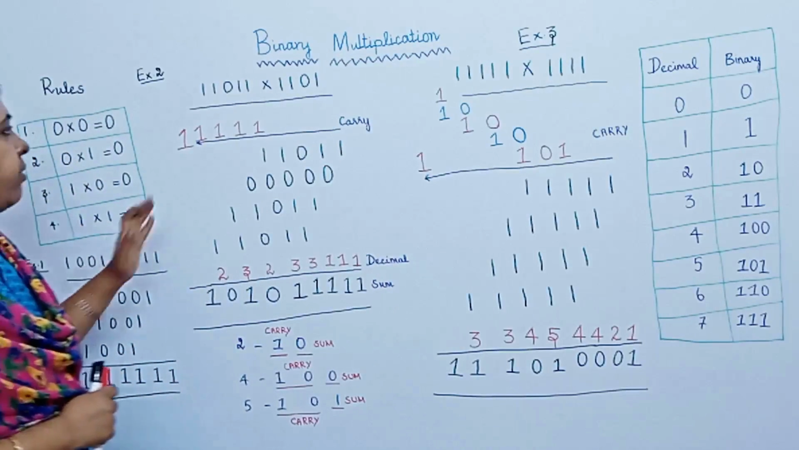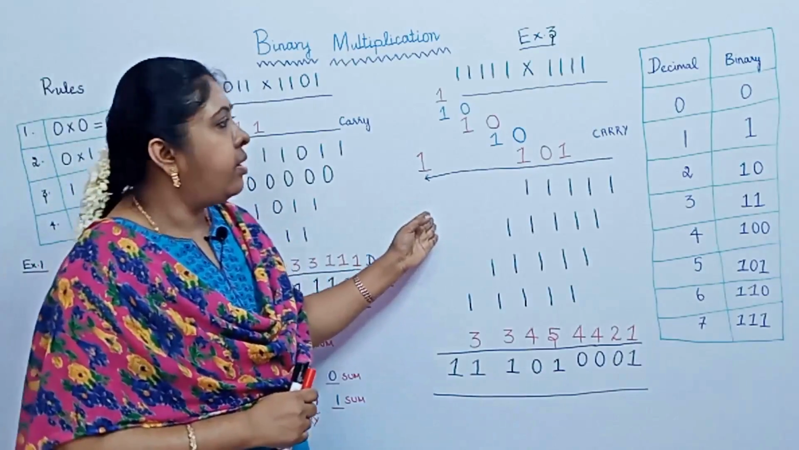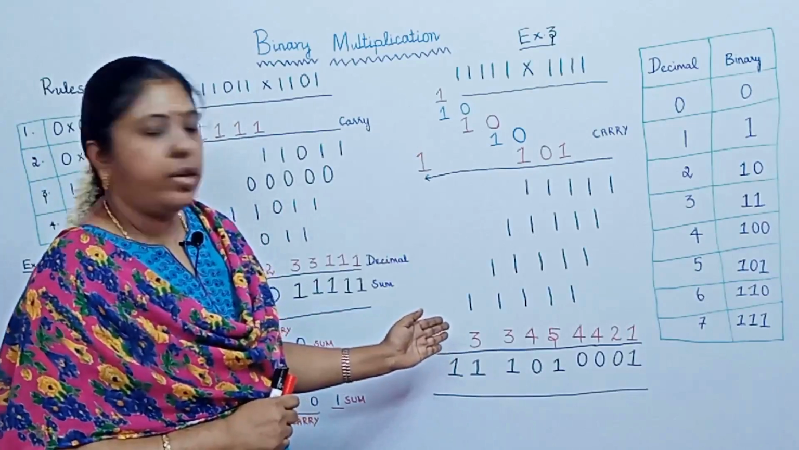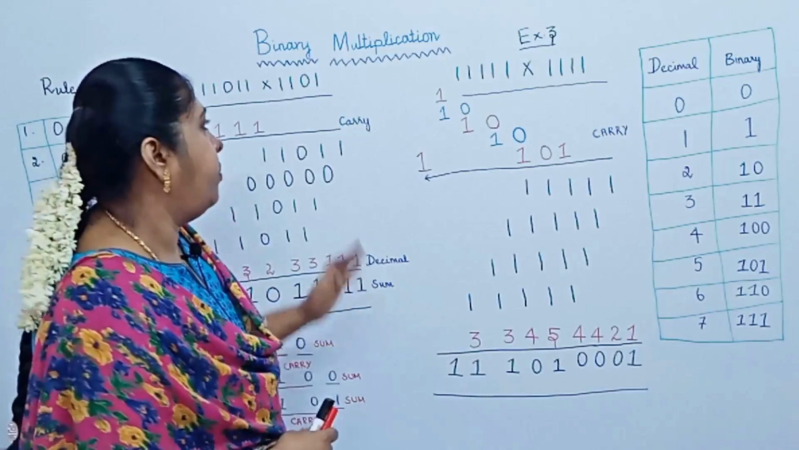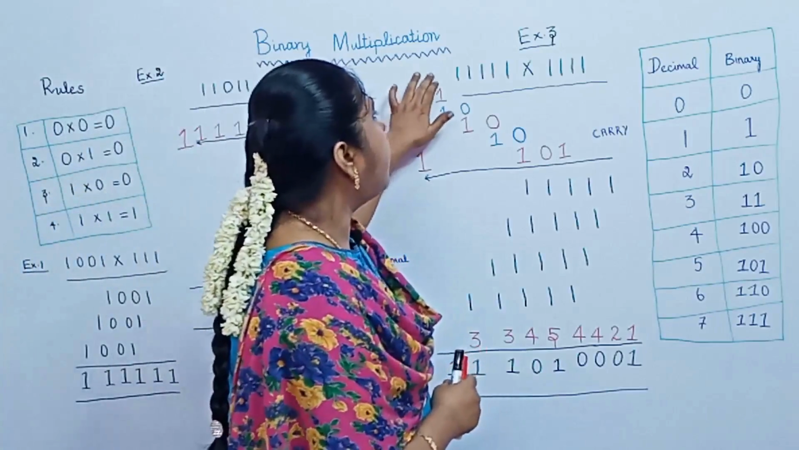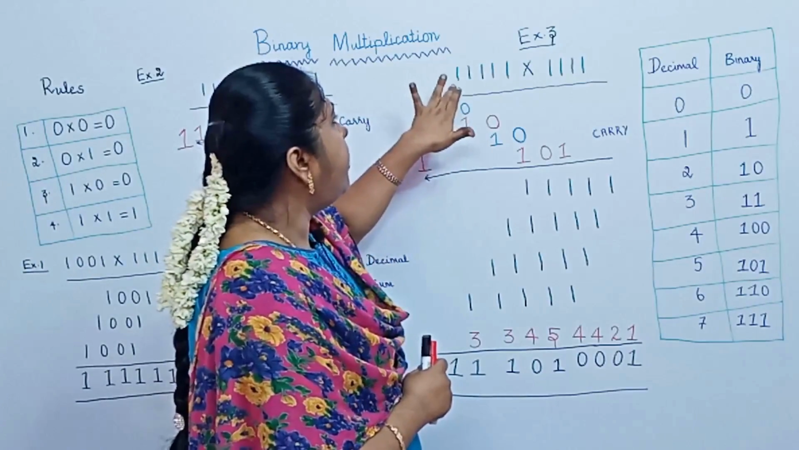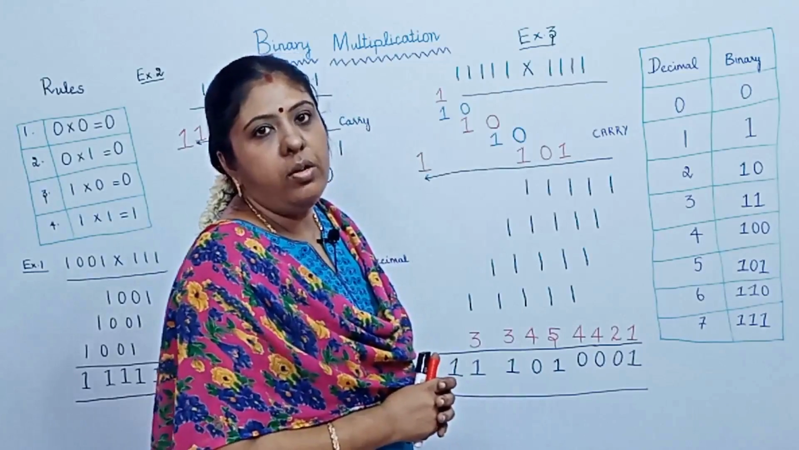Suppose we are clear with this example. Before moving on to example 3, you can pause the video, solve the example on your own, and then check with the answer. Okay, now moving on to example 3. For your clear understanding, I have not written any zeros. It is fully covered with all ones.